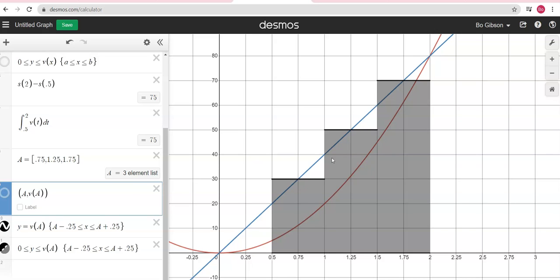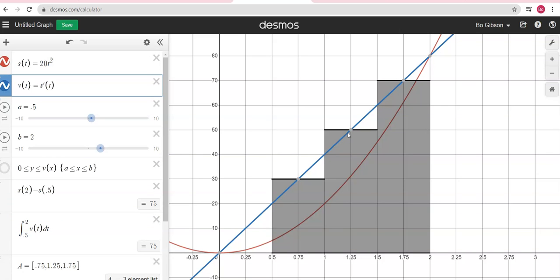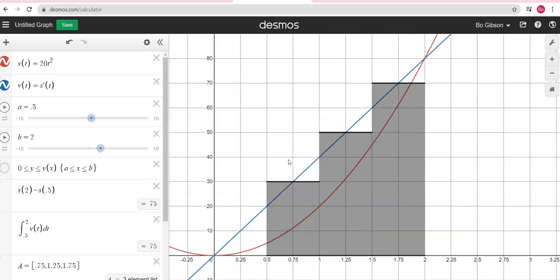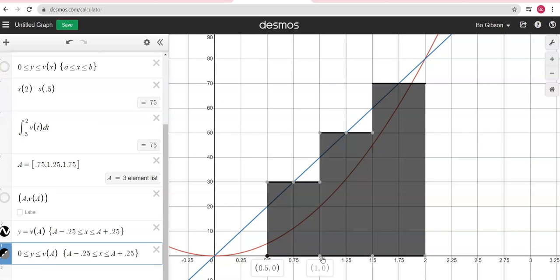So instead of thinking about this as a velocity that's constantly increasing, let's just pretend that from the interval 0.5 to 1, the velocity was a constant 30. And then from 1 to 1.5, it was constantly 50. And then from 1.5 to 2, it was constantly 70. We could estimate the change in displacement then, right?